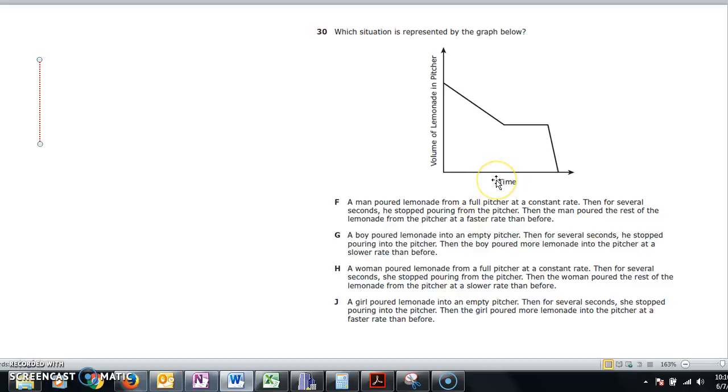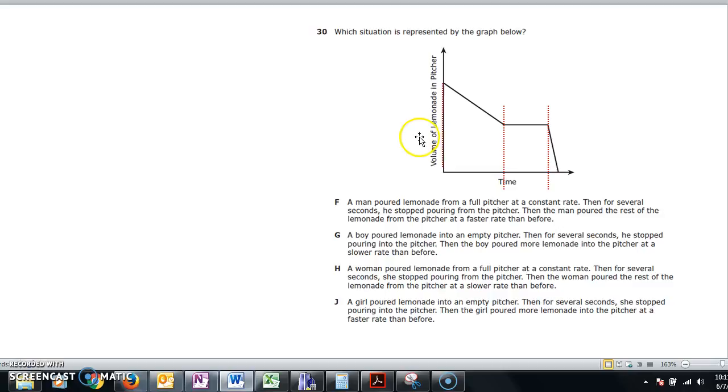So the two variables are time versus the volume of lemonade in a pitcher. As time moves on, something's happening to the volume of the lemonade in the pitcher. Let's break this up into different sections of our story. This is the very beginning of our story, and then something happens for a little bit, and then right here is a new section of our story. Something new is happening, and then over here, something new is happening again. These are the three parts that make up my story.